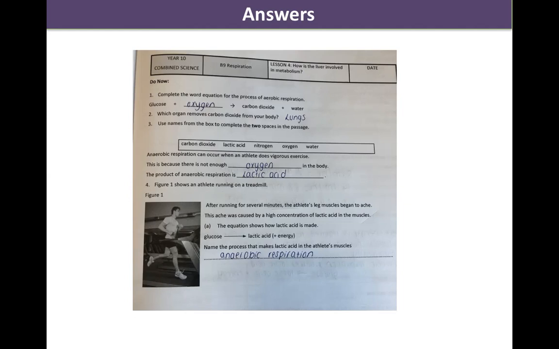Next question says, anaerobic respiration can occur when an athlete does vigorous exercise. This is because, remember, anaerobic respiration is when there is not enough oxygen in the body. The product of anaerobic respiration, remember we spoke about that toxic product, which is that lactic acid that causes your muscle fatigue. And this links to the next question that says, name the process that makes lactic acid in the athlete's muscles. And that is our anaerobic respiration.